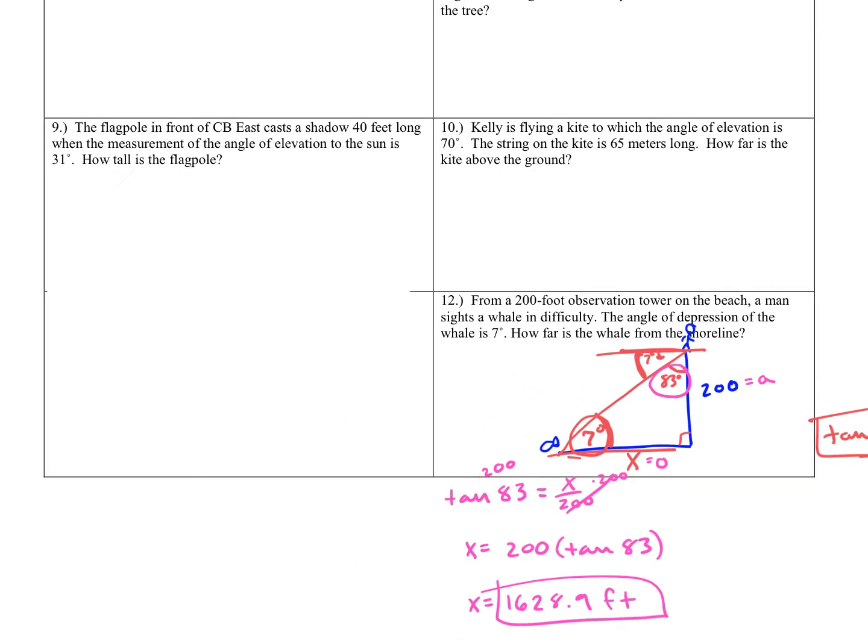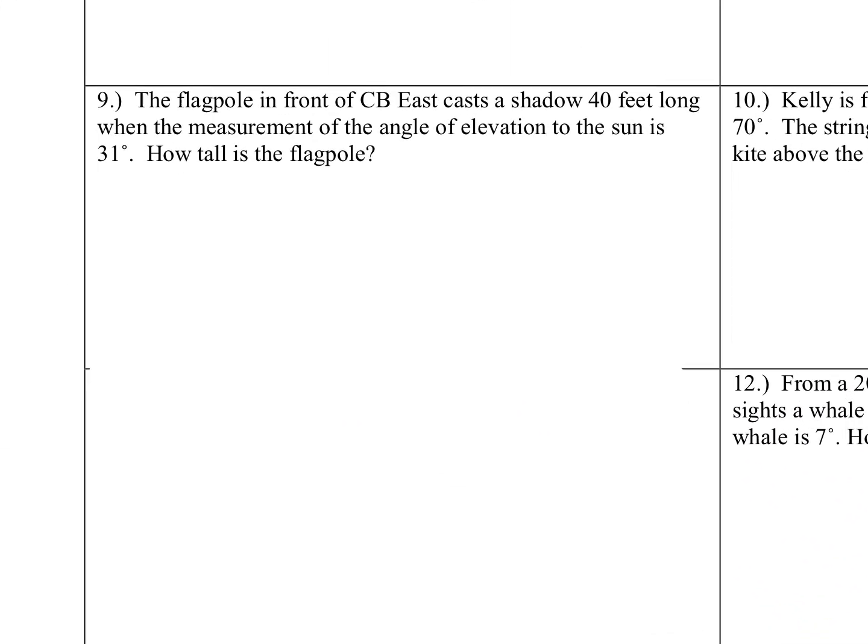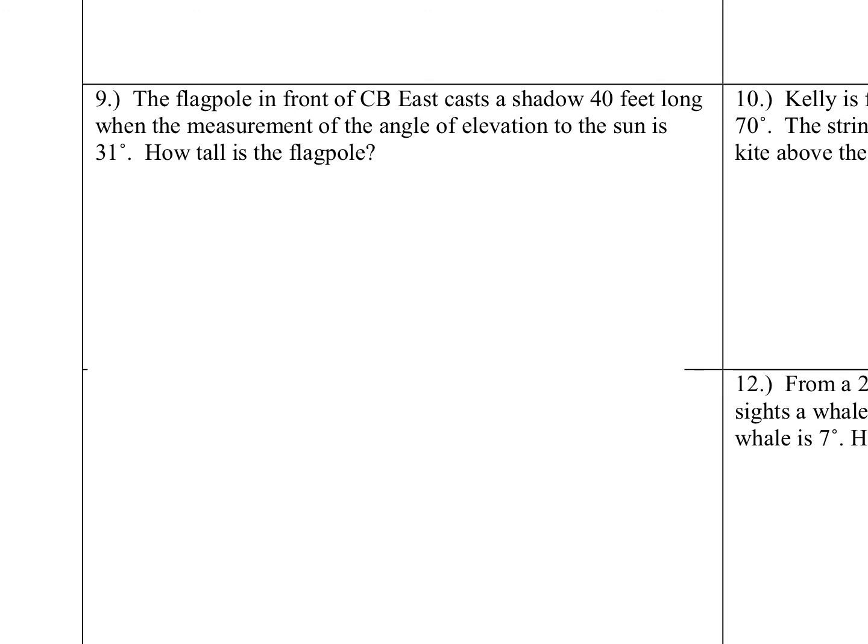All right, let's take a look at 9. The flagpole in front of CB East casts a shadow 40 feet long. When the measurement of the angle of elevation to the sun is 31 degrees, how tall is the flagpole? So you have a flagpole, and it casts a shadow that's 40 feet long. We have to find how tall the flagpole is. Our angle of elevation is from the horizontal line up, which would be 31 degrees.